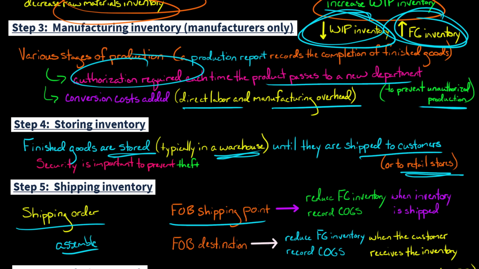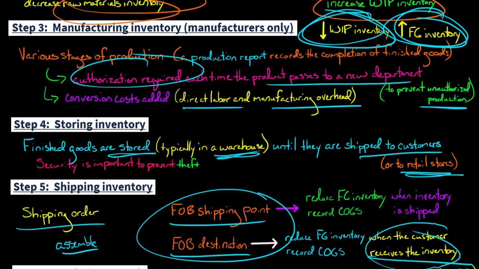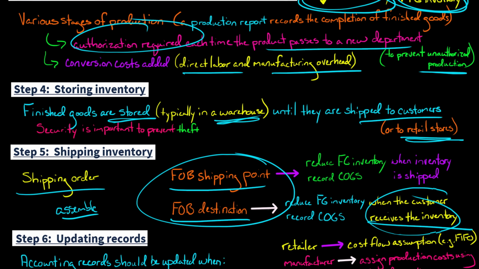However, if the terms of the agreement with the customer are FOB destination, FOB destination means that title to that inventory, ownership of that inventory, does not pass to the customer until the customer actually receives the inventory. If that's the case, then we're still going to record cost of goods sold and reduce finished goods inventory, but not when the truck leaves our warehouse. We'll record that when the customer receives the inventory. So the terms of the agreement with the customer dictate at what point we will expense the inventory.